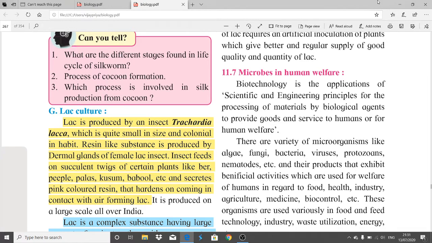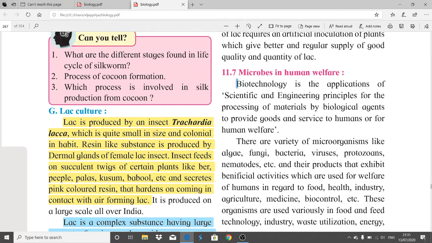Okay, so let's have a look how these microorganisms are helpful, or how they are beneficial to human beings. So, microbes in human welfare. Now, biotechnology is the application of scientific and engineering principles for the processing of materials by using biological agents to provide goods and services to humans, or for human welfare.